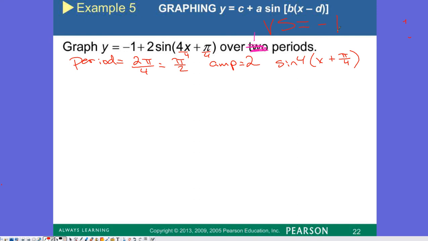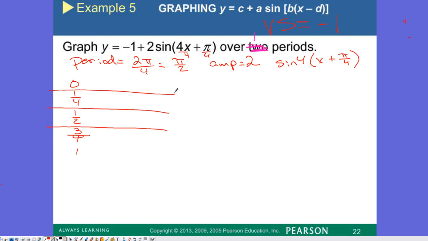So let's do this with my parts over one period. So 0, 1/4, 1/2, 3/4, and 1. So times pi over 2. What else do I have to do? Minus pi over 4.